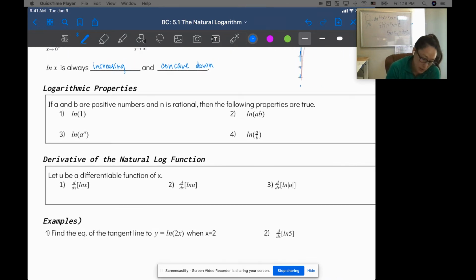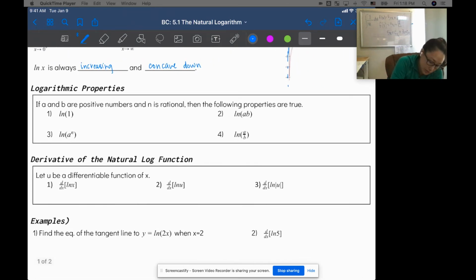Properties of logarithms. So like we said before, ln of 1 is equal to 0. ln of a times b gives me the product property of logarithms, so ln of a plus the ln of b. We multiply the bases, we add the exponents. Power property says I move this n to the front, so I have n times ln of a. And then the quotient property says that I subtract exponents when the bases are being divided, like so.